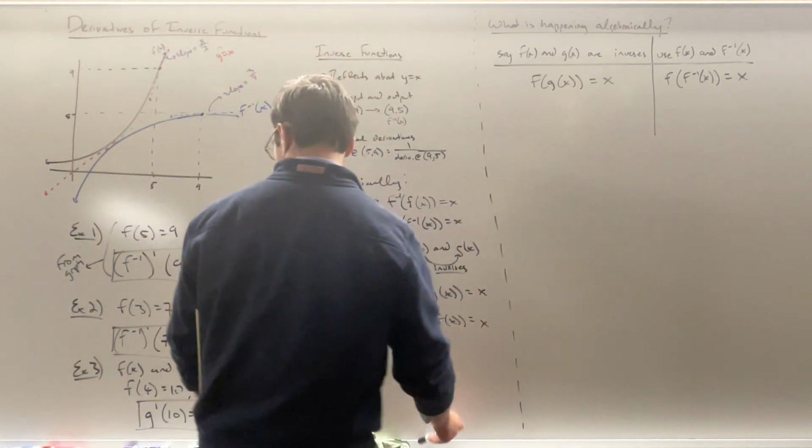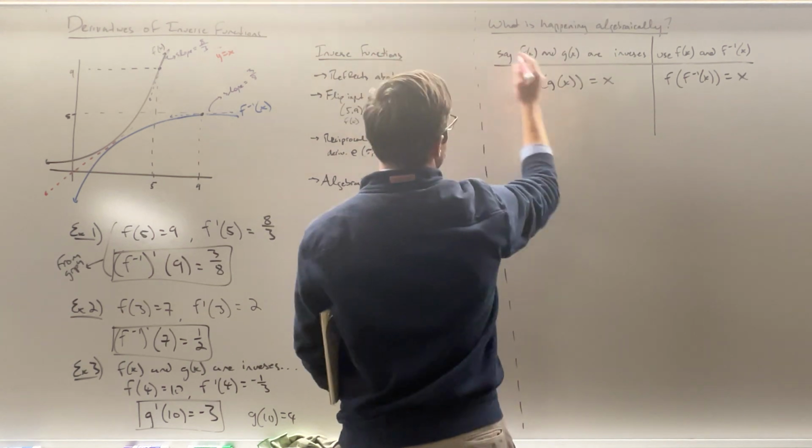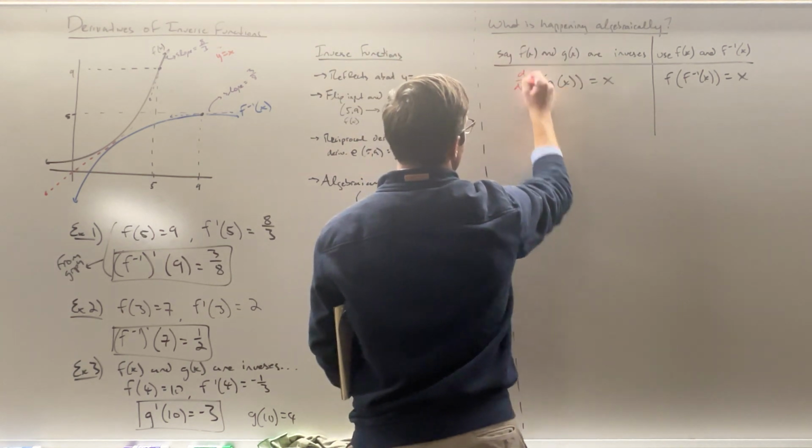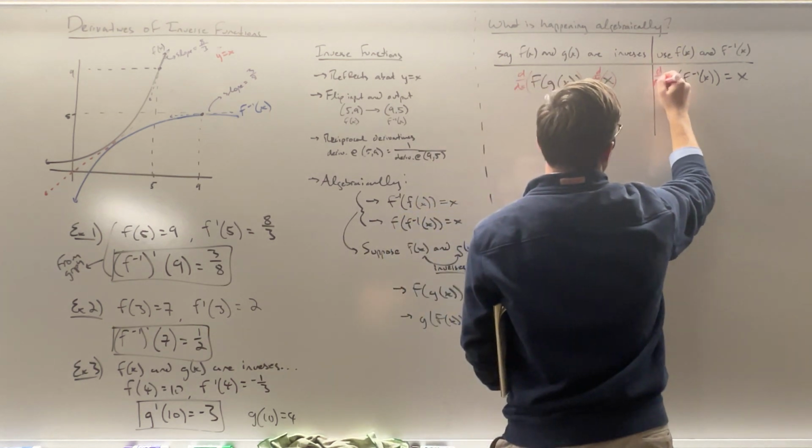All right, and so what we can do is take the derivative. We're trying to find the derivative of stuff, right? So let's just take the derivative of this truth that we have. We'll take the derivative, and we can do both sides at the same time.